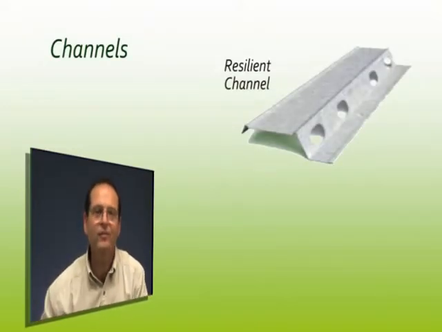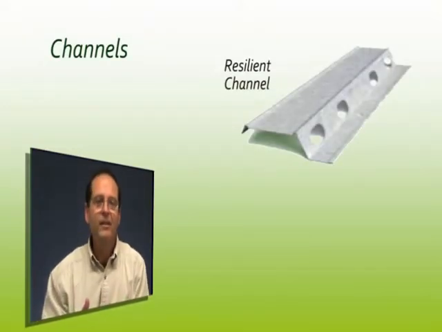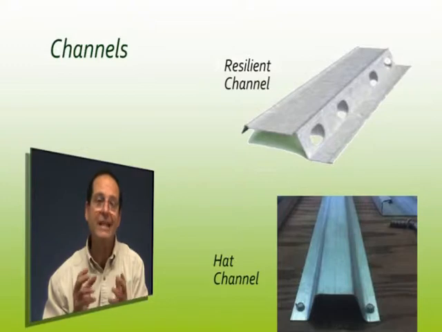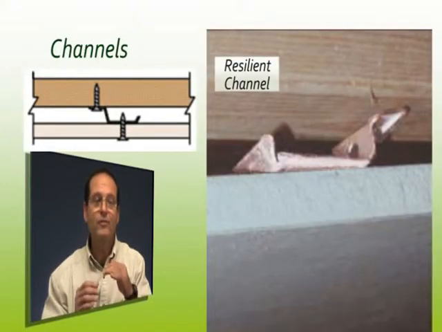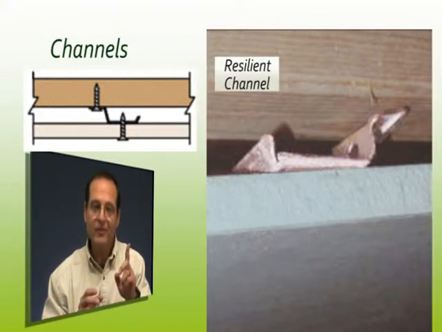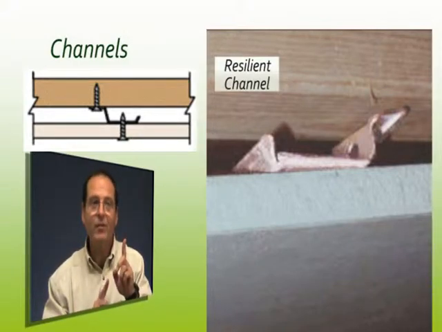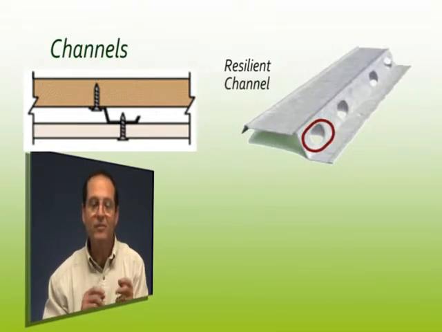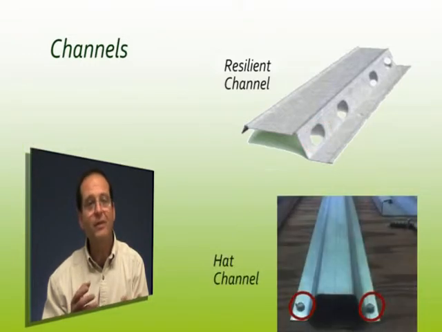So one of the first things is this resilient channel. So there's resilient channels, there's hat channels. Not the same thing. Resilient channels actually decouple the joist from the drywall. You can see in that little diagram there that there's attachment specifically to the joist and one to the drywall. It allows it to flex. They usually have the little slots in them too that help actually prevent noise from making its way through. A hat channel is a direct attachment.